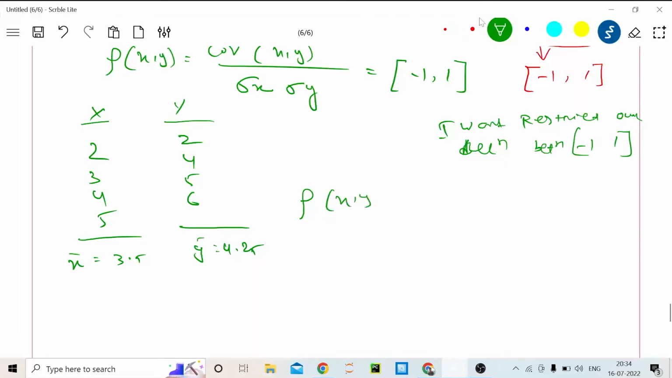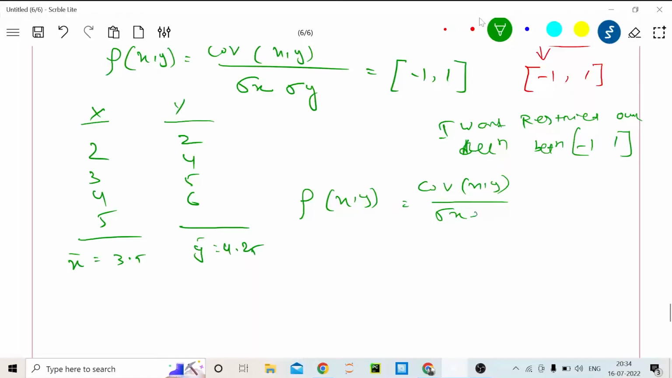Pearson correlation. When we apply this formula, covariance of x, y, in machine learning or in Python, there is only a line of code. When you write that code, you are able to get the result. But before that, you have to understand how it is happening, what is all the significance, what is going to happen behind the scenes.